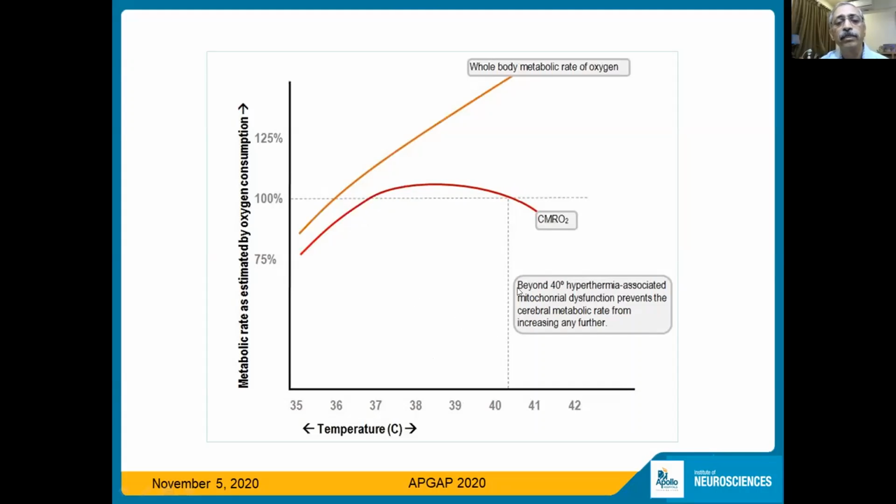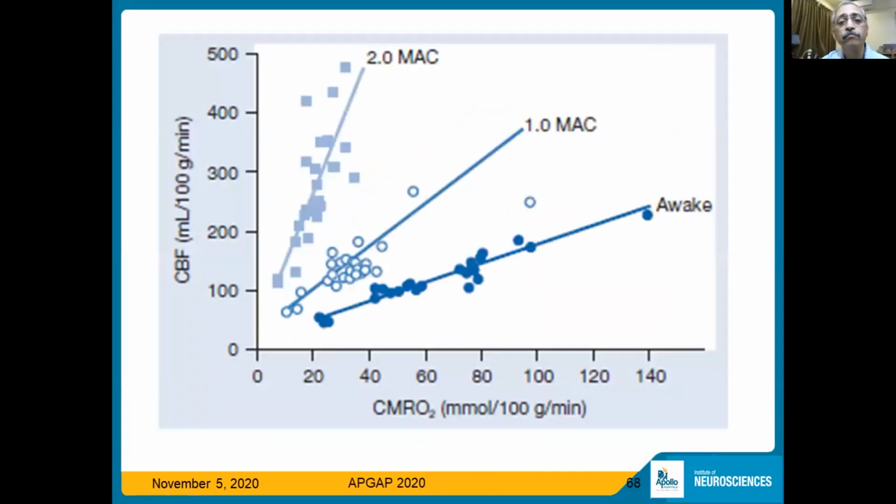However, when the temperature increases beyond a particular point of 40 degrees centigrade, there is mitochondrial dysfunction, cellular dysfunction and death. So beyond 40 degrees centigrade, the brain fails to maintain adequate cerebral oxygen metabolism. The same effect is seen with cerebral blood flow. Cerebral blood flow and inhalation agents.